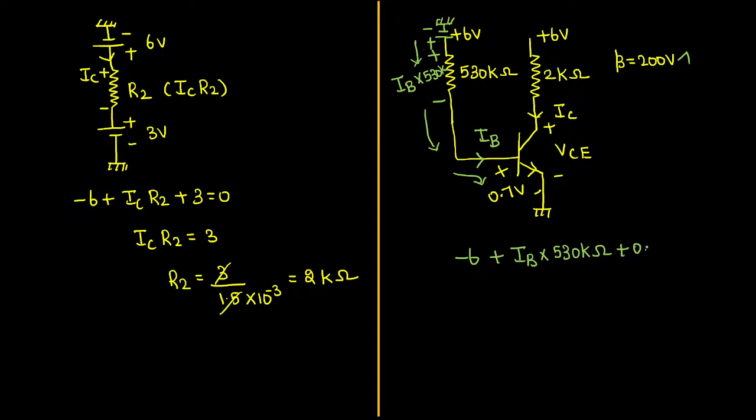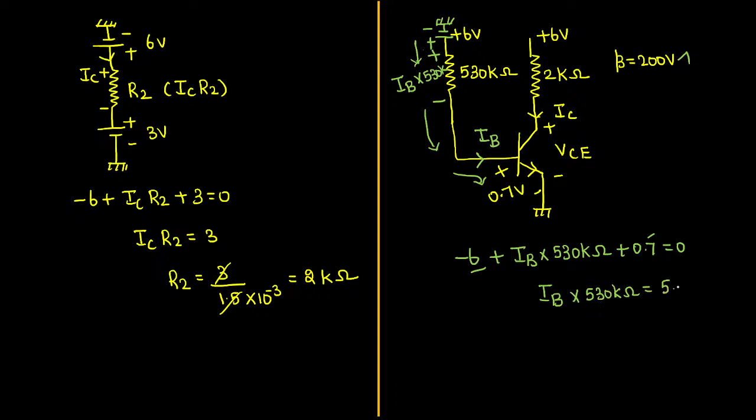It can also be directly solved. We can solve from the final answer we brought earlier. Anyway, see, minus 6 plus 0.7 will again be minus 5.3. So it will give you base current IB into 530 kilo ohm equal to what?